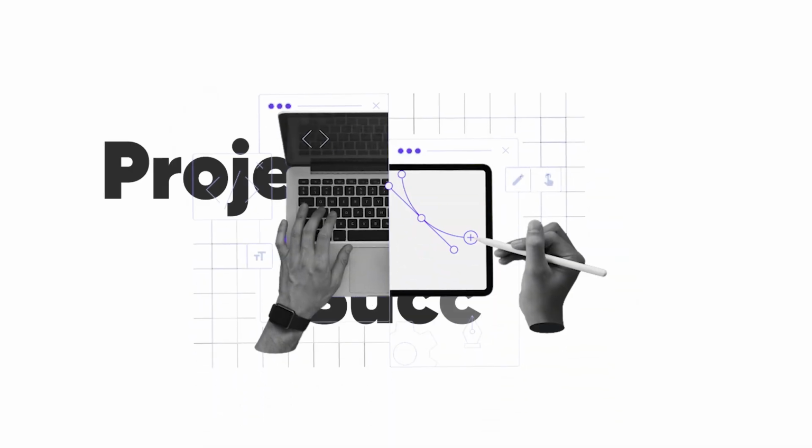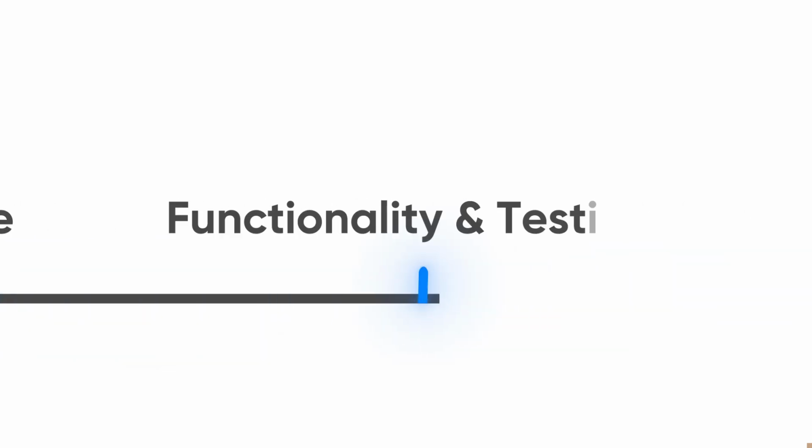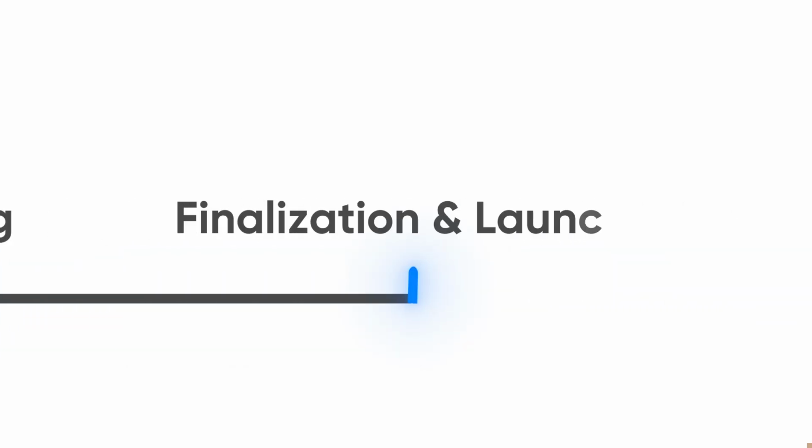For that, we set out a standard procedure of 5 simple and effective steps for making the project successful by customizing the Webflow template. Those are preparations, design and branding, content organization, functionality and testing, and finally finalization and launch. Let's get into the video by following these steps one by one.